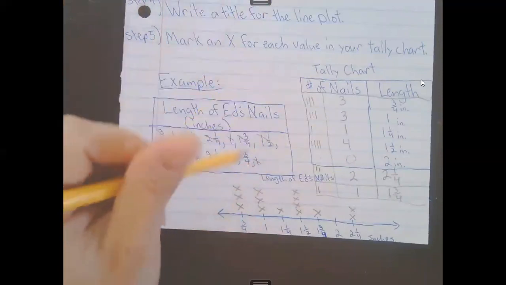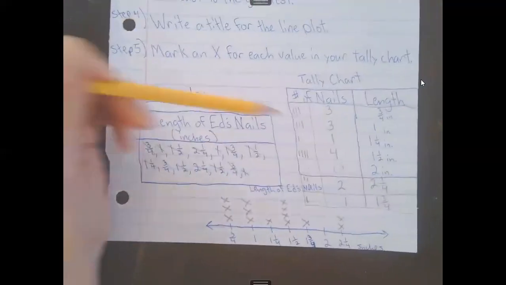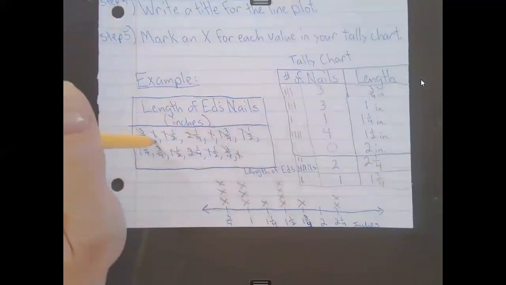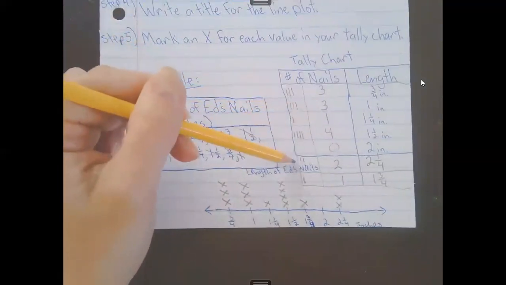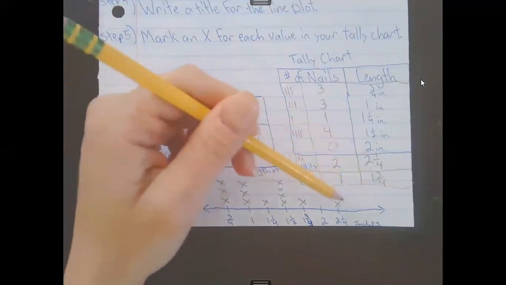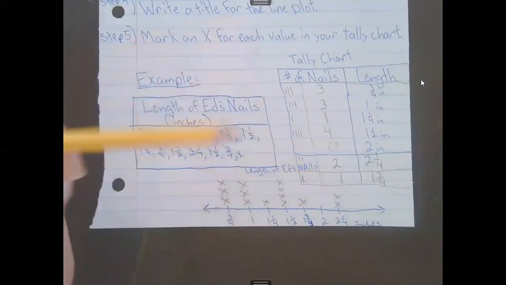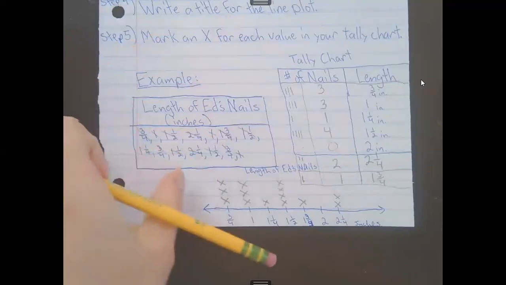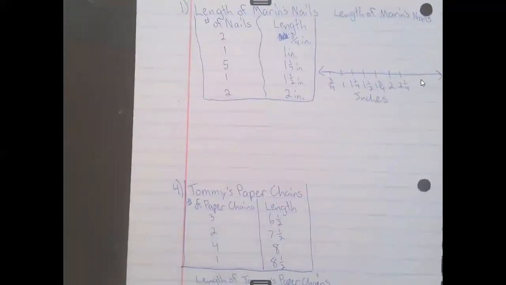Okay, so if you guys notice, we took the data from our chart and placed it into an organized table, a tally chart. And then we used our line plot to plot the data. So now we're going to continue on and look in our textbook at page 400 and do some more practice.